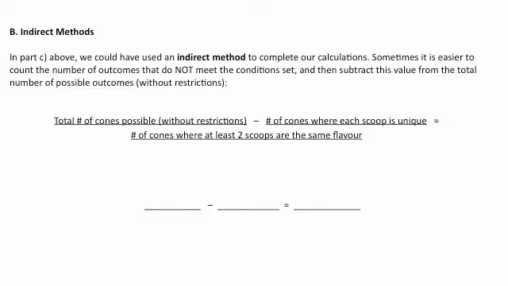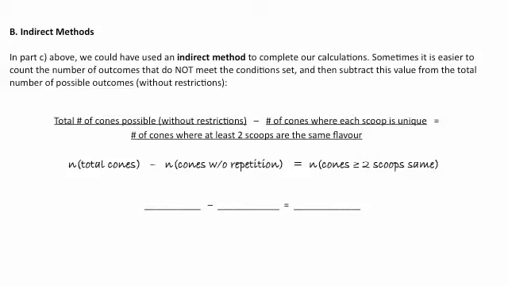The total number of cones without restrictions minus the number of cones where everything is unique equals the number of cones where at least 2 are the same. And we can see the pattern here. N total cones minus n cones without repetition equals the number of cones where greater than or equal to 2 of the scoops are the same. And 27 minus 6 is, of course, 21. And this is the indirect method. We'll see it over and over again.